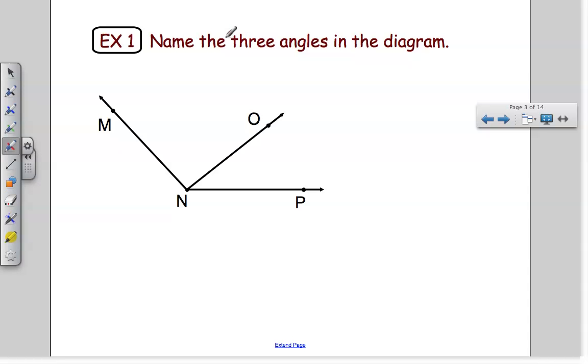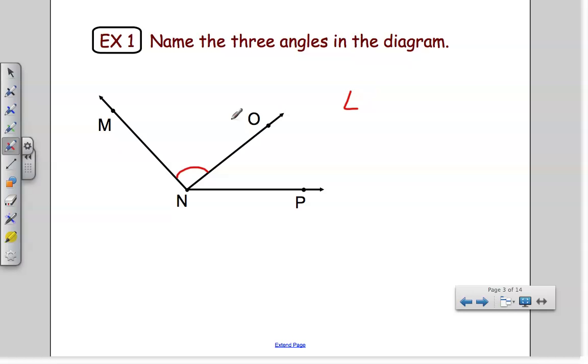And in this example, I want to name the three angles in the diagram. So hopefully you're looking at it and actually seeing three different angles here. If I want to talk about the angle from this ray to this ray, I could talk about angle, start at M, vertex letter has to be in the middle, which is N, and then go out through that side with the ray of O. So angle MNO, or again, angle ONM. You can always change the order you name it, but N has to be in the middle.